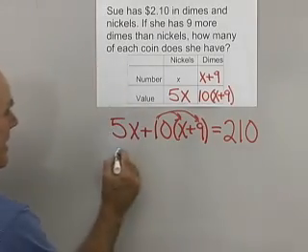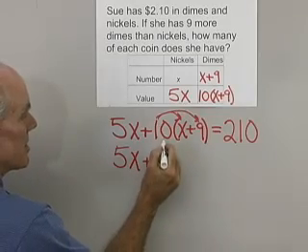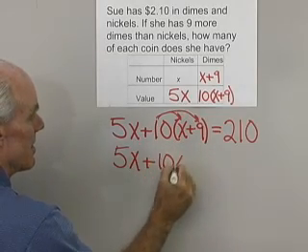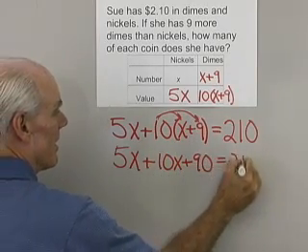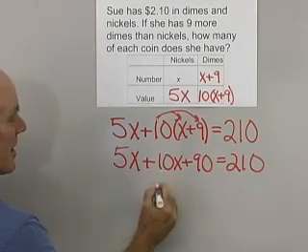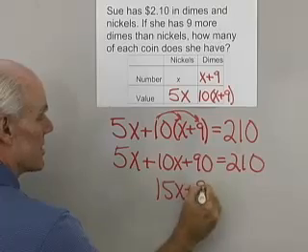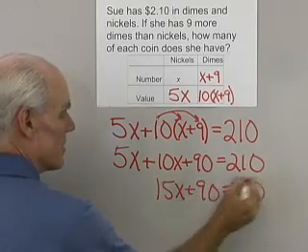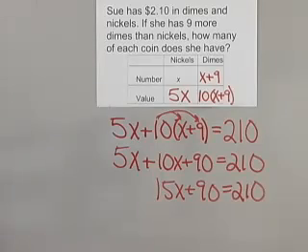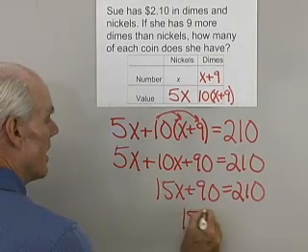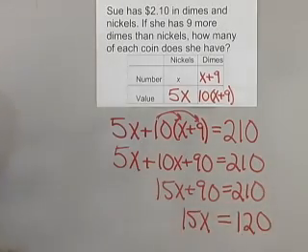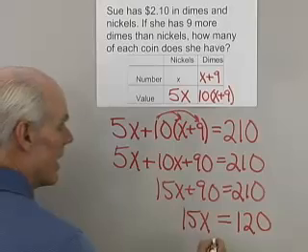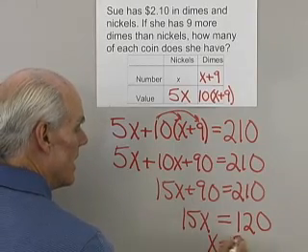Let's try it. Here I have 5x plus 10 times x is 10x. See, I've drawn in these little lines here to show the distributive property, equals 210. 5x plus 10x is 15x, plus 90 is equal to 210. Okay, I'm going to subtract 90 from both sides, and so I'll end up with 15x is equal to 210 subtract 90, which is 120. And then the last thing I do is divide both sides by 15, or multiply both sides by 1/15, and I end up with x is equal to 8.